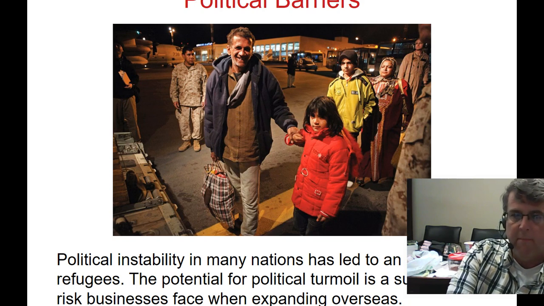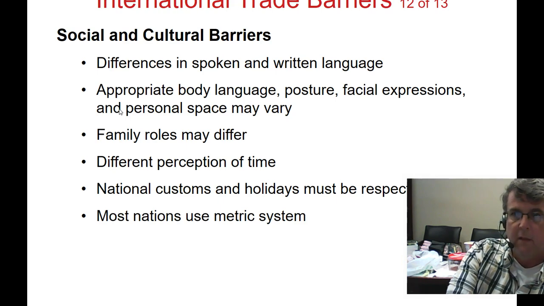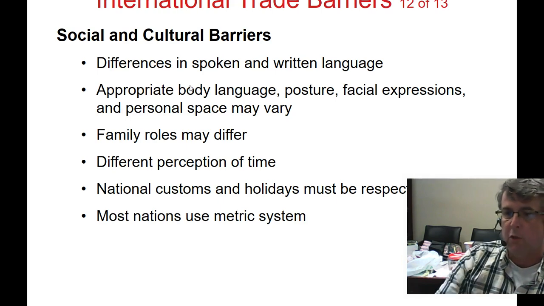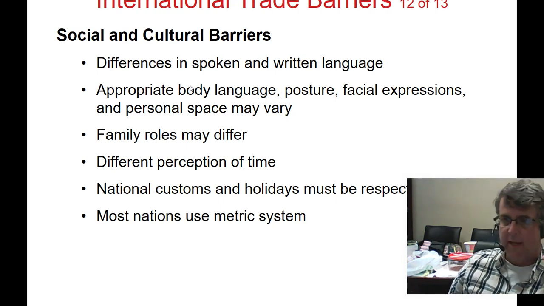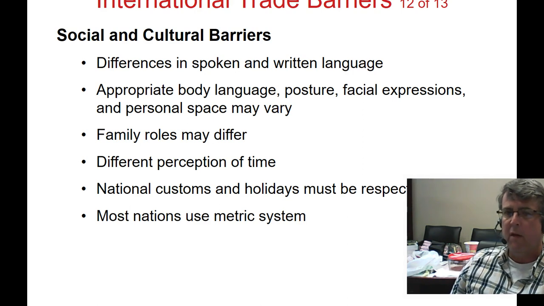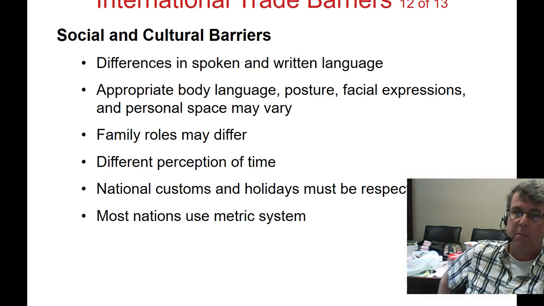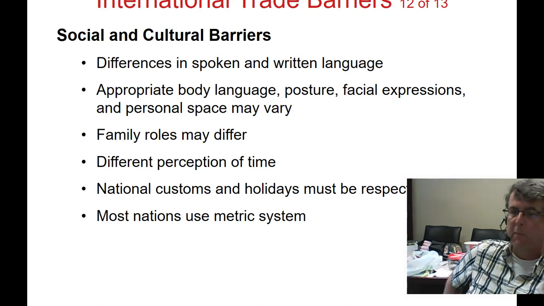Political instability can lead to problems with international trade. Okay. Social and cultural. These are very big. I went to a conference a while back, and they talked about these. You might obviously have differences in spoken and written language. If you have translators, you have to make sure they're doing the right job so that both sides know what's going on. Appropriate body language, posture, facial expressions, personal space may vary.